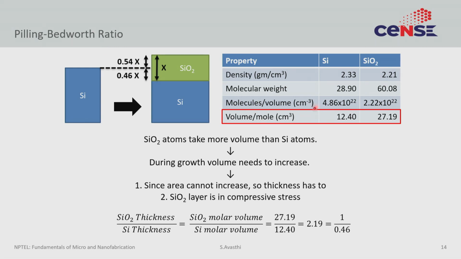The densities of silicon versus silicon dioxide are given by these two numbers. The molecular weight is this. So, the number of molecules per volume can be calculated to be around 4.8 × 10^22 for silicon and 2.2 × 10^22 for silicon dioxide. If I just flip this number, then I can calculate the amount of volume held by 1 mole of atoms, so, Avogadro number of atoms. For silicon, that volume is around 12.4 cm³ and silicon dioxide is around 27.19. So, you can see that there is almost a factor of 2 difference here, and this factor of 2 difference then reflects in the factor of 2 increase in the effective thickness.